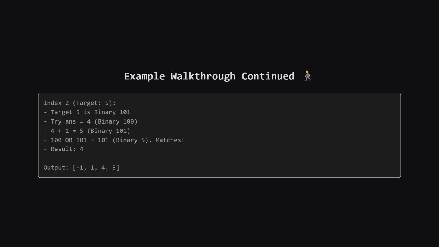Let's keep going. The next target is 5, which is 1, 0, 1 in binary. Let's try the number 4, which is 1, 0, 0. 4 plus 1 is 5. If we OR 4 and 5, well, 4 is basically inside 5 already, so the result is just 5. That works. So the answer is 4. Notice a pattern here? It seems like we are just looking for a number slightly smaller than our target.